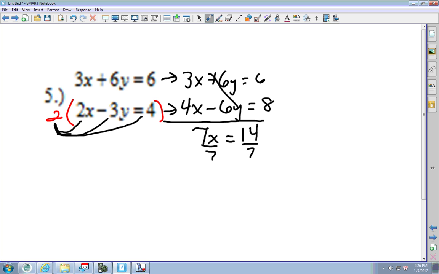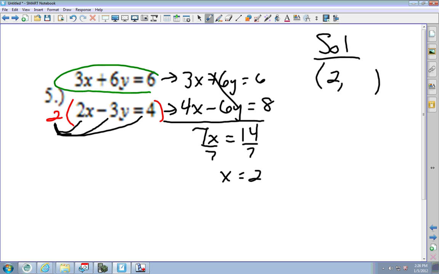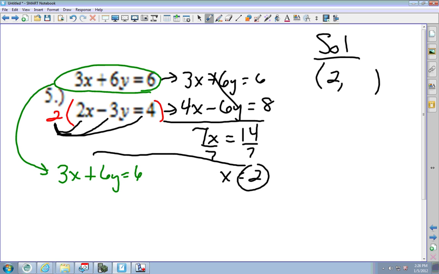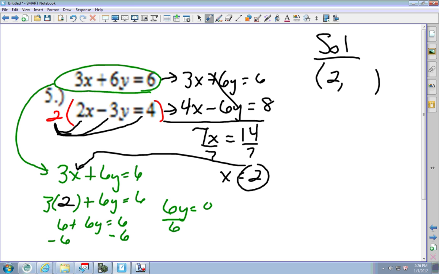I'm going to divide by 7. X equals 2. So my solution, my x number is 2. I need to find my y. Choose one of these two equations. Well, I'm just going to choose this one up here. They both have coefficients, but this one's all positive, but it really doesn't matter. Okay, so it says x is 2, so I'm going to take this and put this right there. I get 3 times 2 plus 6y equals 6. 6 plus 6y equals 6. Subtract 6 from each side. 6y equals 0. Divide by 6. Y equals 0. There's your solution.